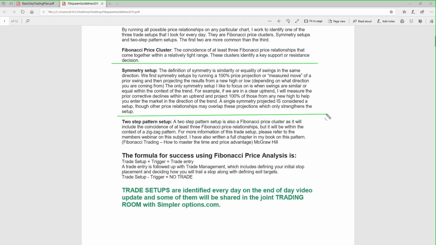Now, symmetry, you can have one line of symmetry, and that is a setup, and I'll show you that. We just had that happen in Beyond. So a symmetry setup can be one or more symmetry projections. And also within Fibonacci clusters, I would consider it a relatively strong cluster if there is also symmetry inside that cluster.